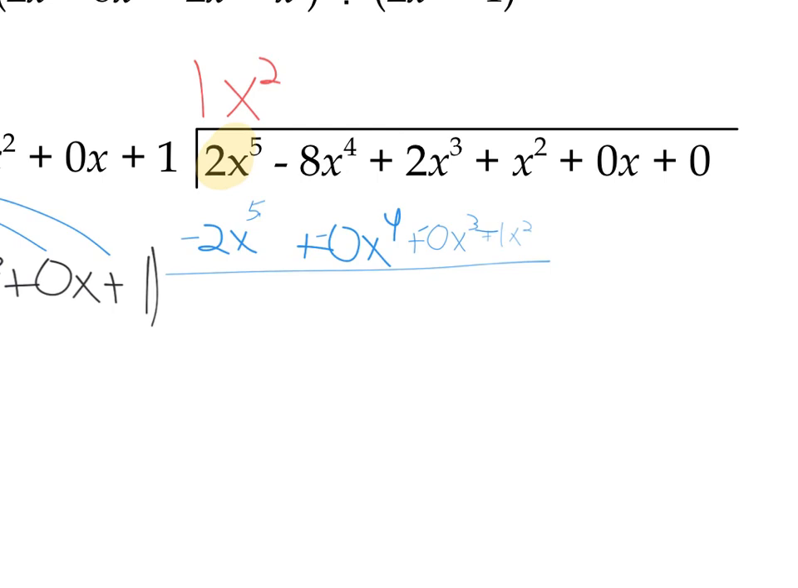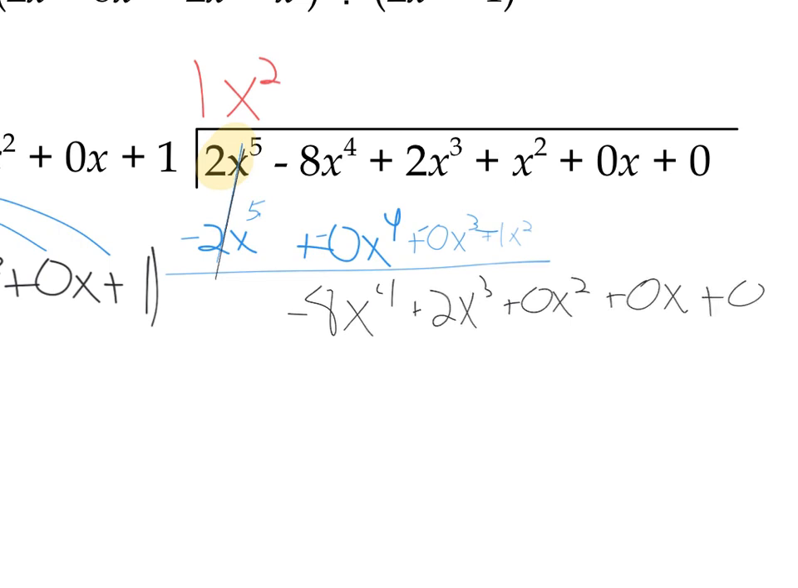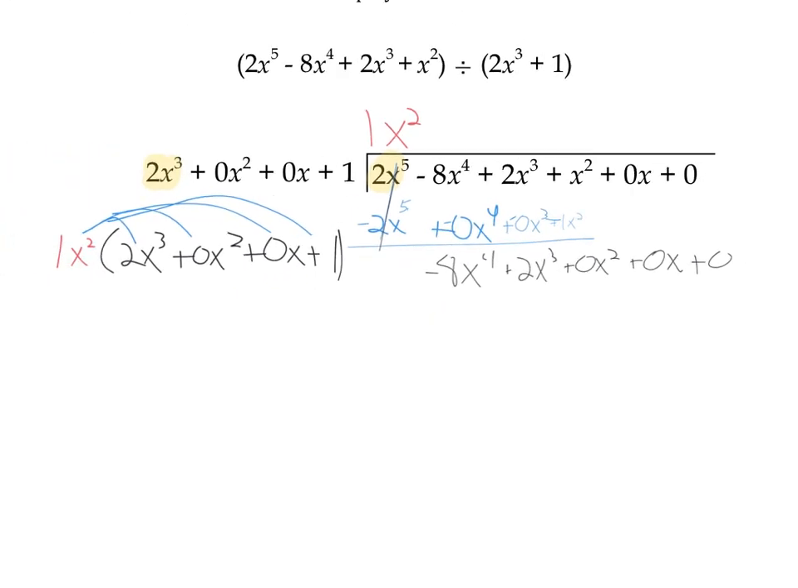Okay, well, what do we get when we do that? Those cancel. I've got negative 8x to the 4th. I've got 2x to the 3rd. The x squareds cancel, so 0x squared. And I drop down the 0x and the 0. So now we start this whole process over again.